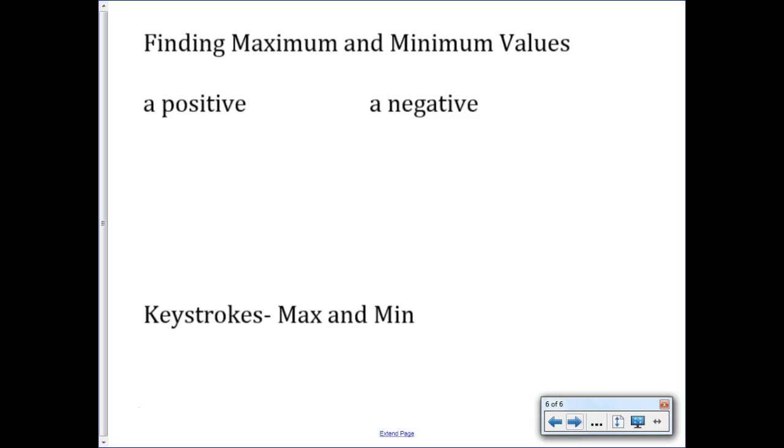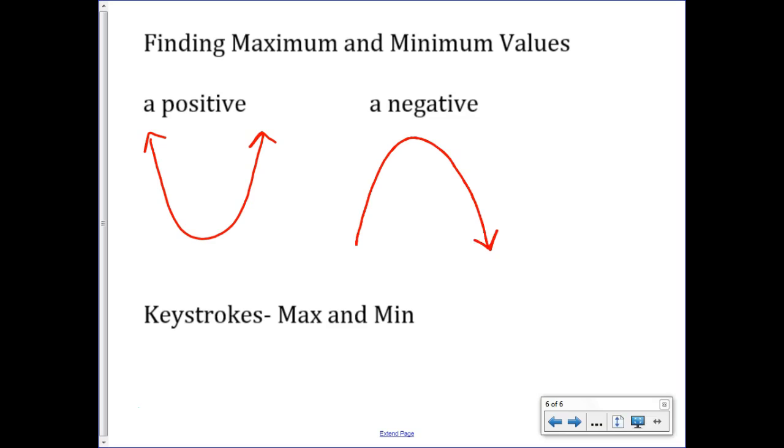All right, finding maximum and minimum values. So we have a positive and a negative, and we're going to go over the keystrokes together in class. But think about when you will have a maximum value and when you'll have a minimum value. So a positive parabola looks like this, where you have a positive a value, whereas a negative parabola looks like this. We have a negative a value.